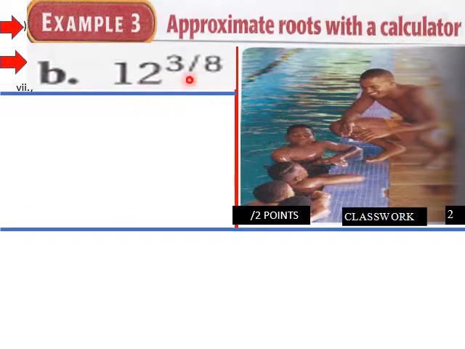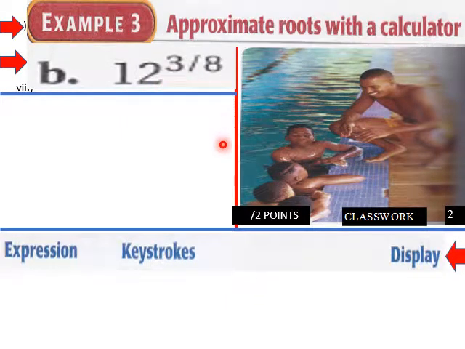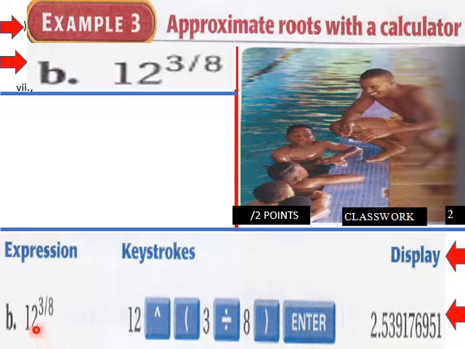And then again, the 3/8 root of 12. How would we find that? We take 12 to the 3/8 power: 12, caret, open parentheses, 3 divided by 8, close parentheses, enter, and then we get this number. 12 to the 3/8 power is just another way of saying the 8th root of 12 cubed, and that would be this number here.